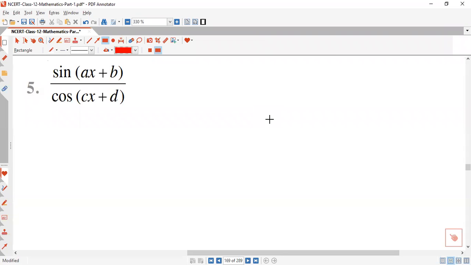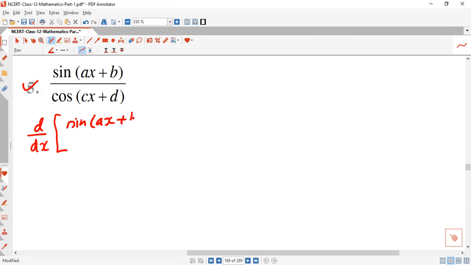Now we want to do this question number 5. We want to differentiate this function with respect to x. So dy/dx of this whole function: sine of (ax plus b) upon cos of (cx plus d).